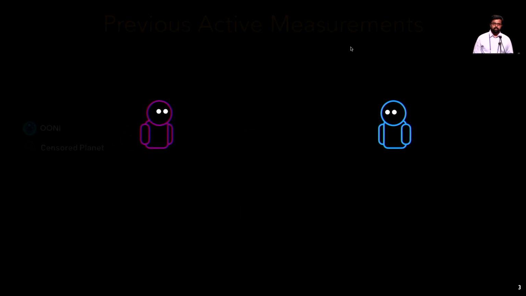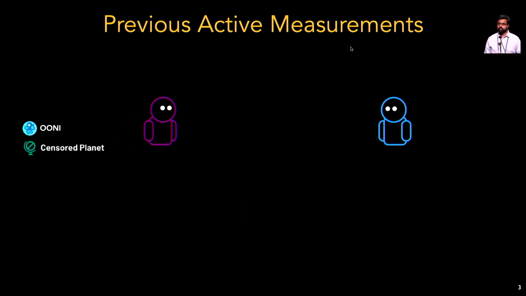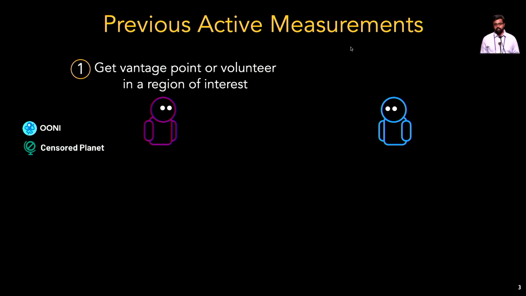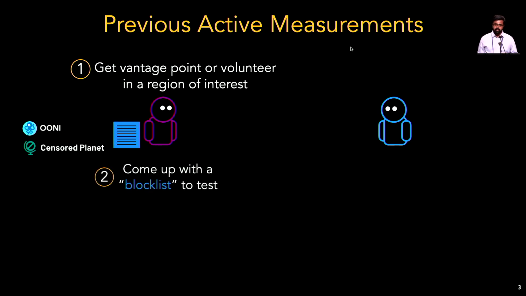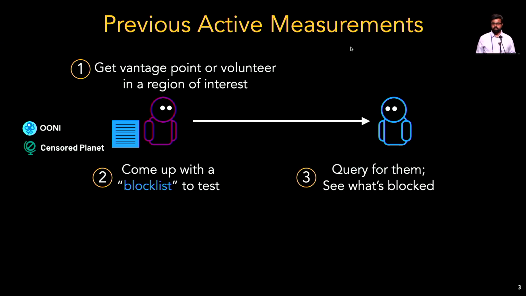Now, a lot of work has gone in the past into studying connection tampering, but especially using active measurements. For years, we've built up platforms like Sensor Planet, Uni, IC Lab, Great Firewatch, all of which try to collect vantage points or volunteers in different regions, create a block list or a list of websites or content to test, and then run active measurements to these websites to understand what is blocked or what is restricted.